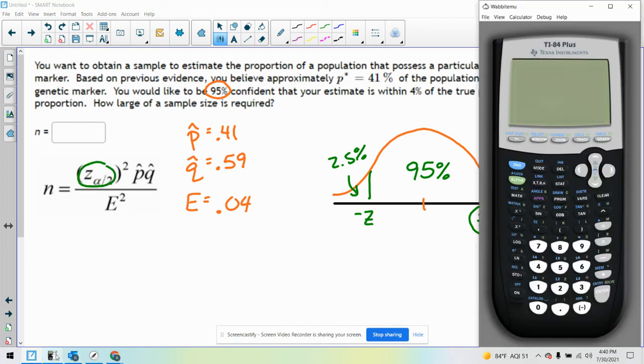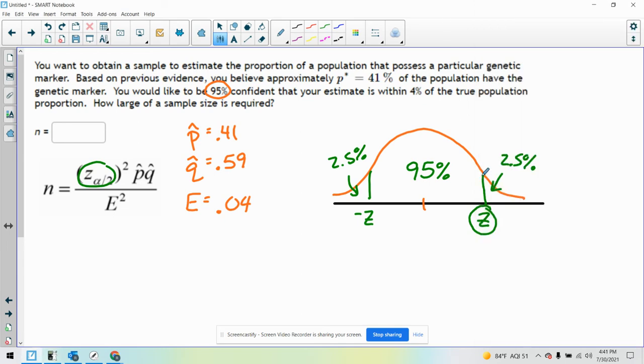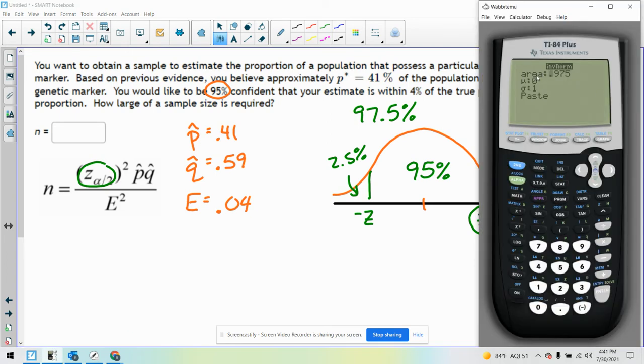So in my calculator, I'm going to use the inverse normal function. Go to distributions, inverse normal. Now, the area means area to the left of this Z value. So notice I have 95 and 2.5. So that totals 97.5%. But it wants it written as a decimal. This area always means area to the left. So I'm going to do 0.975. Mu is 0 because it's standard normal. Sigma is 1 because it's standard normal. And then I hit paste, and I get that value.